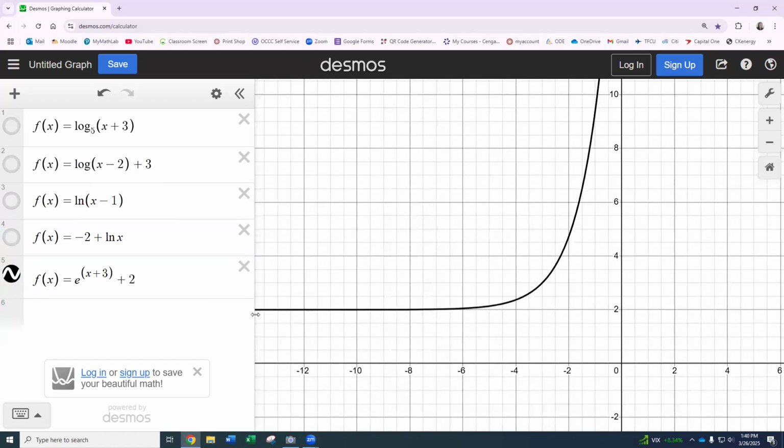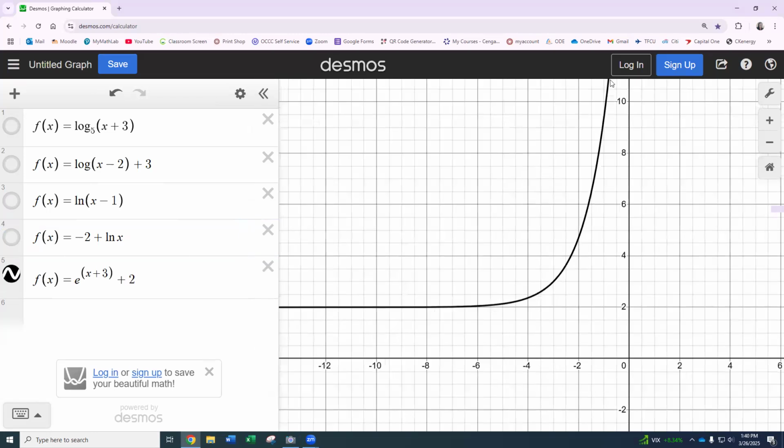So my domain going left to right is arrow to arrow, so negative to positive infinity. Horizontal asymptote at 2. So when I go from bottom to top, we start at that horizontal asymptote and that's going to go up forever.